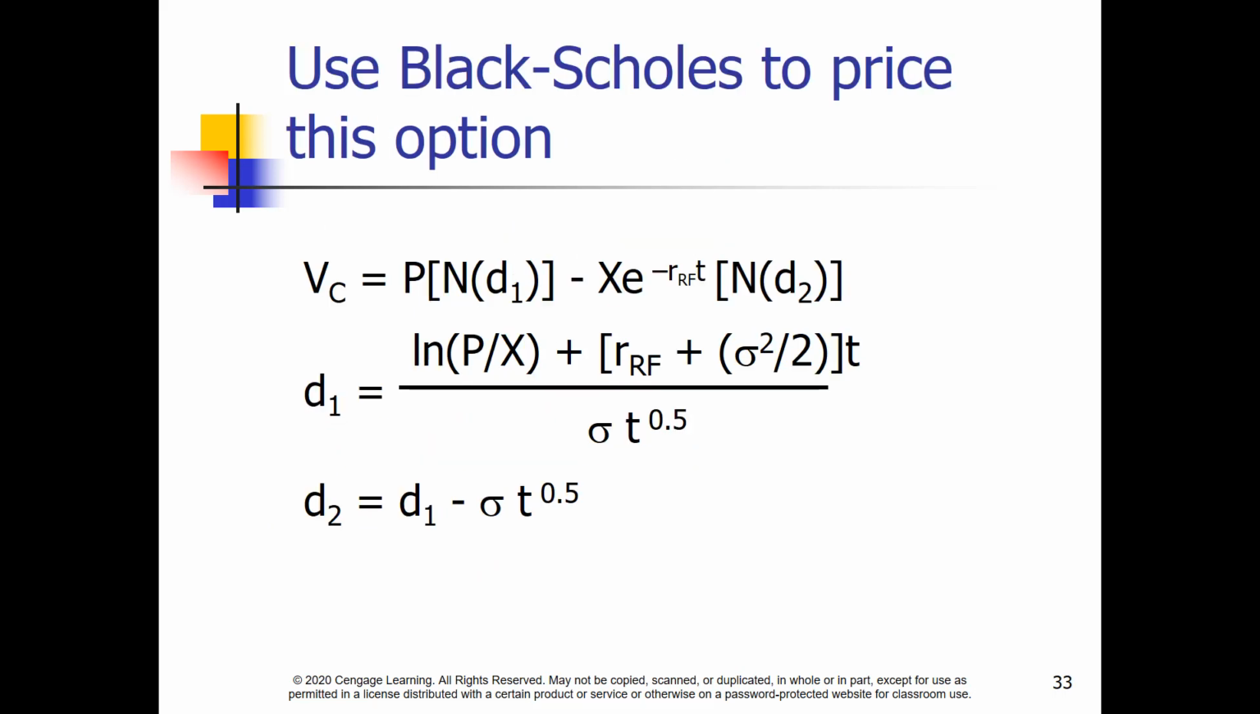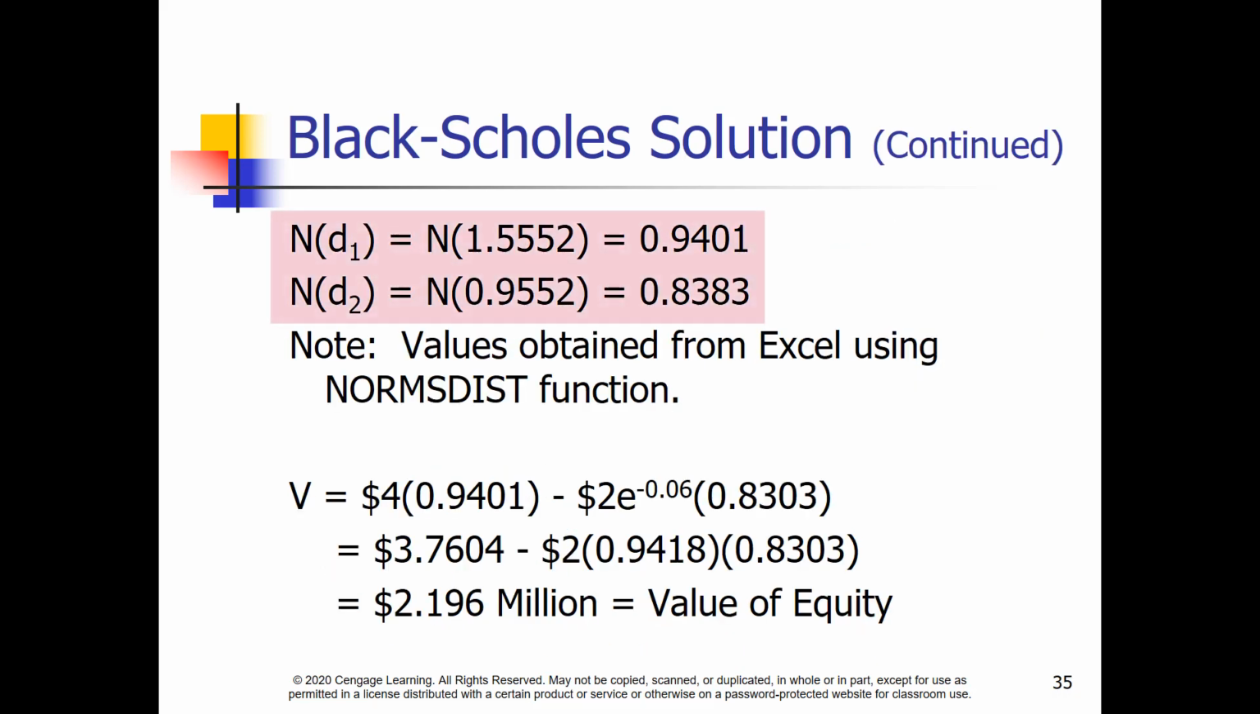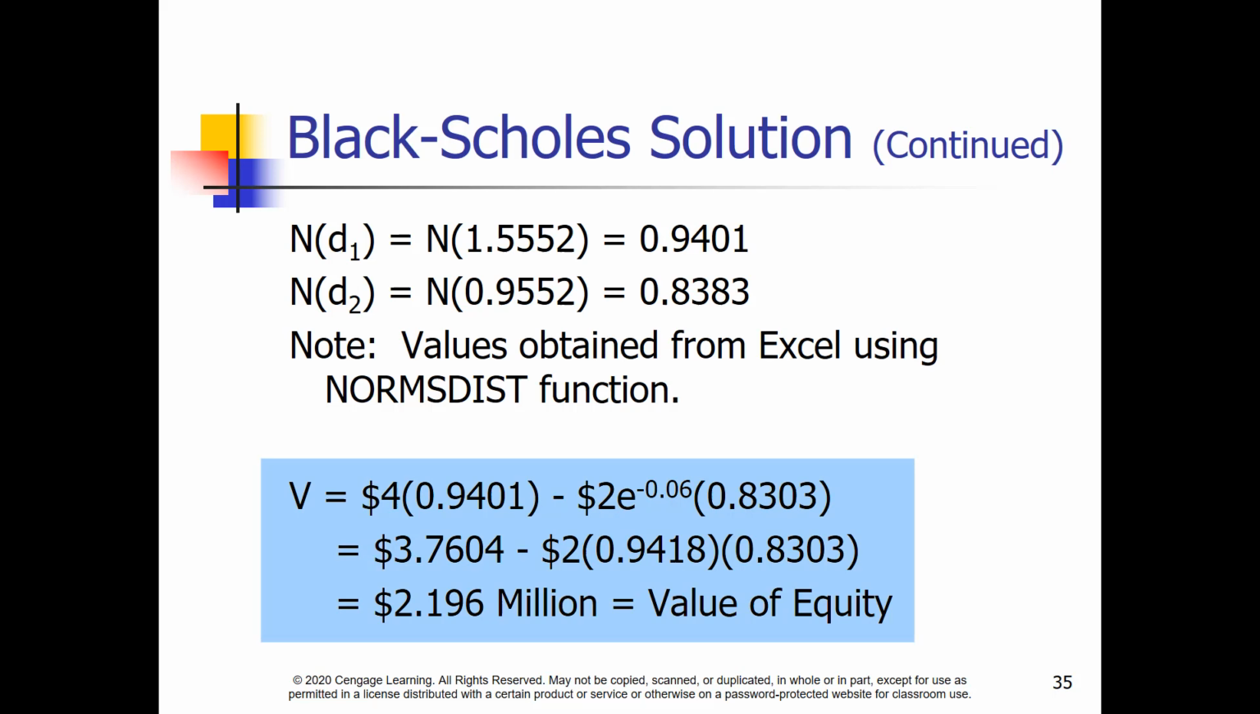Here's the formula to value a call option using the Black-Scholes option pricing model from Chapter 8. We've defined P, X, T, R, and volatility in terms of the firm's equity and debt. Substituting our values in the equation, we lay out the call formula and find the values for D1 and D2. Using Excel's NORMSDIST function, we find N(D1) and N(D2). With those normal values, we can finish our calculations, finding the value of equity is $2.196 million.